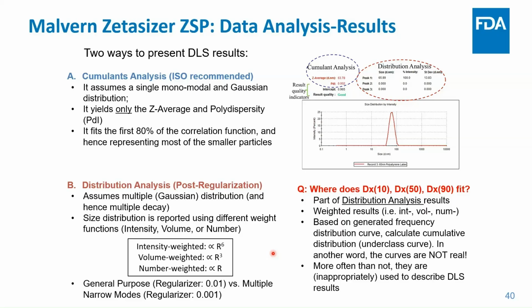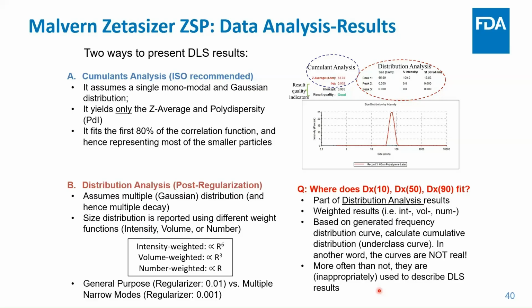In general, I wouldn't tend to use the post-regularization fits, especially like D50, which in laser diffraction is volume based. So you could use the D intensity 50, but it's not typically a way that people will represent DLS data. And more often than not, using a Z average and a PDI is better.